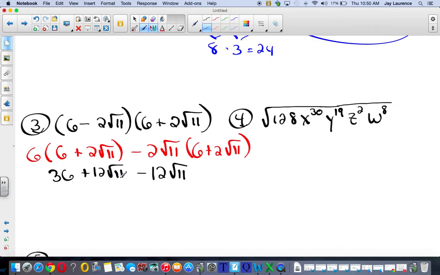Okay, that seems kind of unusual. And then I'm going to get a minus 4 times 11, which is a minus 44.